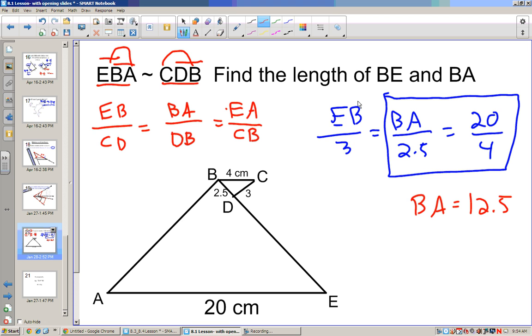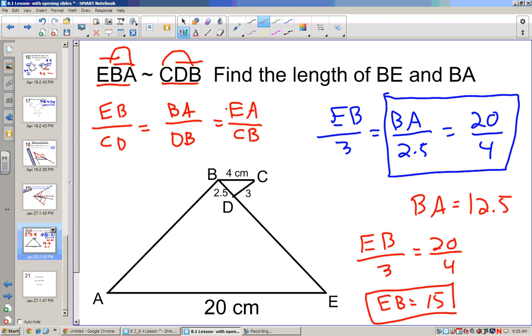If I wanted to solve for EB, I would set EB over 3 is equal to 20 over 4. Multiply, that's going to be 60 over 4, which should equal 15. So that's how we find our values for BA and EB.